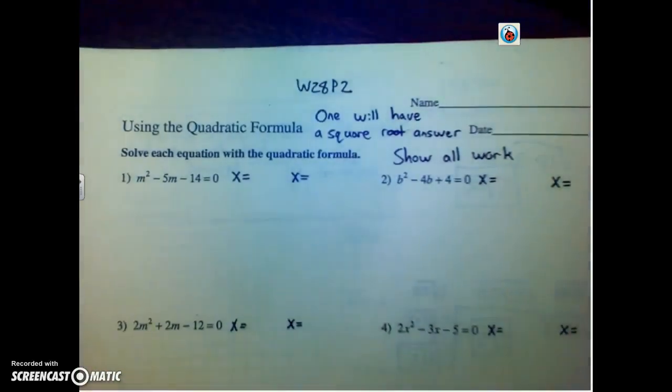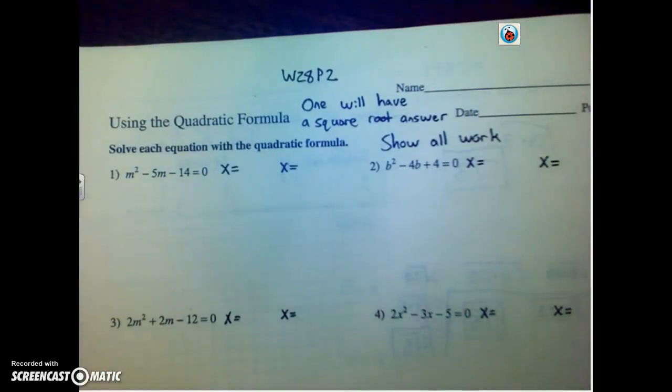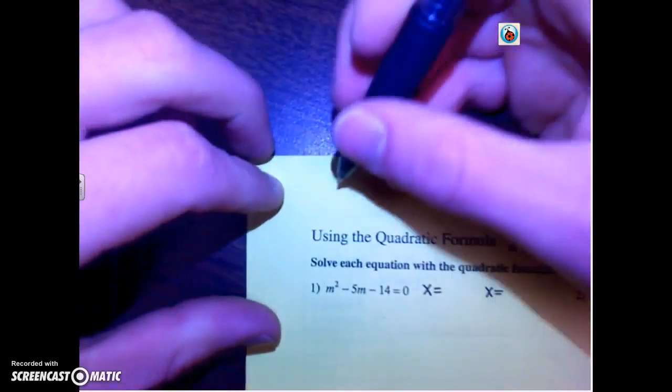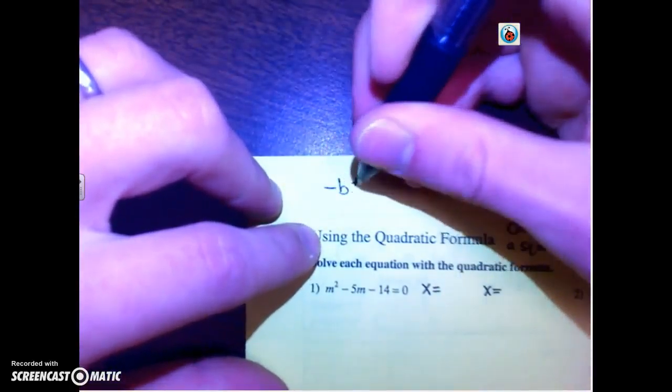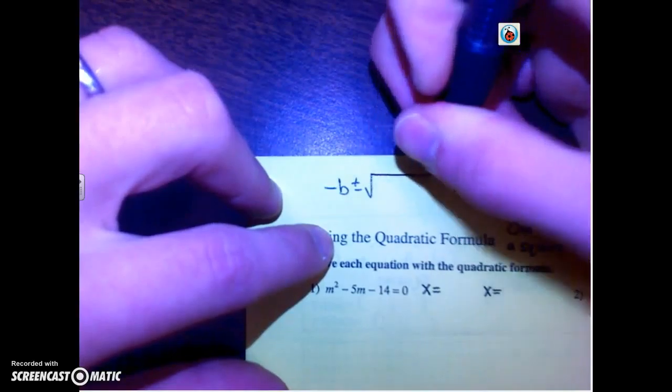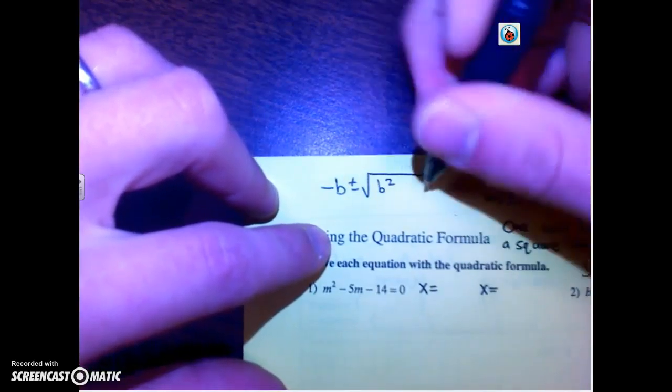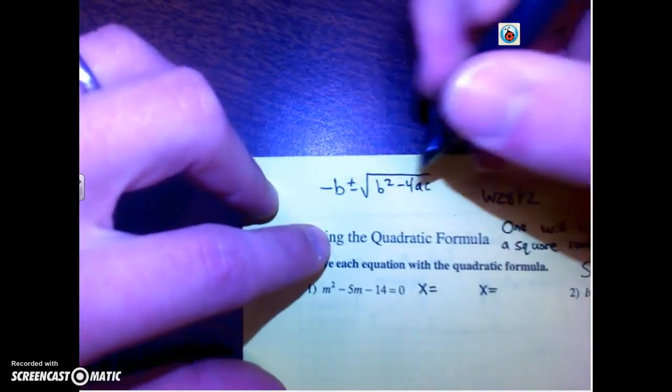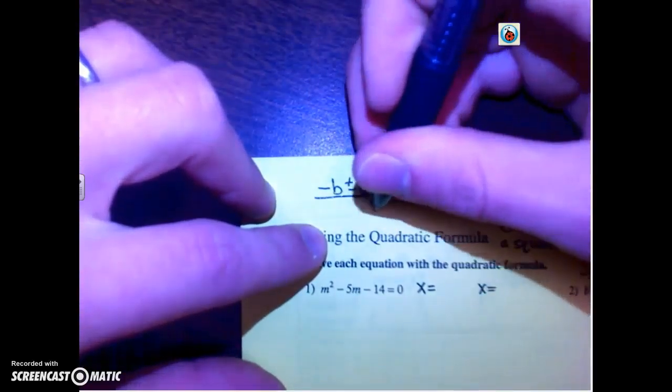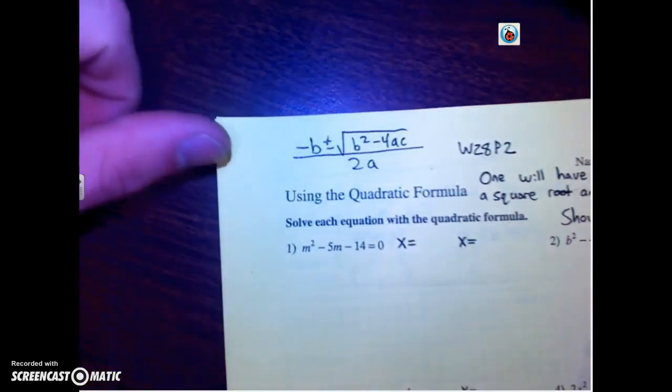Alright, so for week 28, page 2, it's all about using the quadratic formula. Right, and that is for us negative b plus or minus the square root of b squared minus 4ac, all over 2a. So that's the formula we're going to be using.